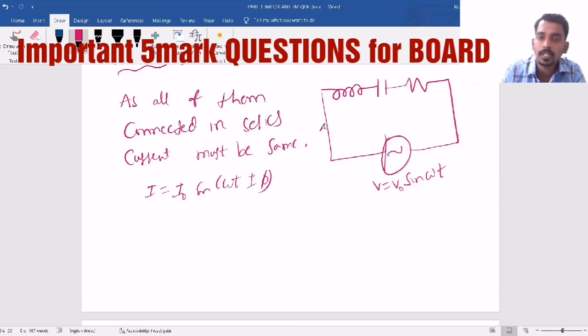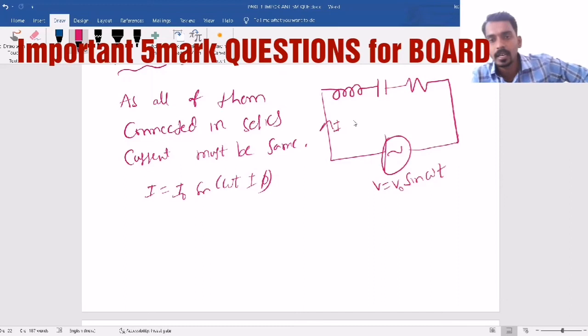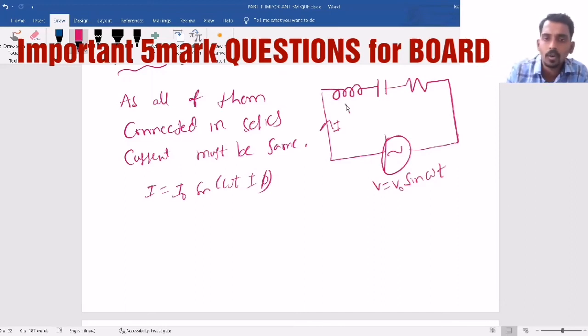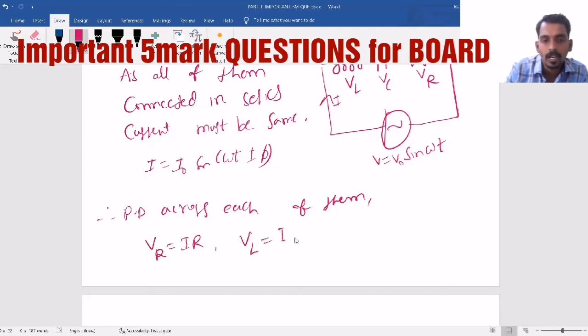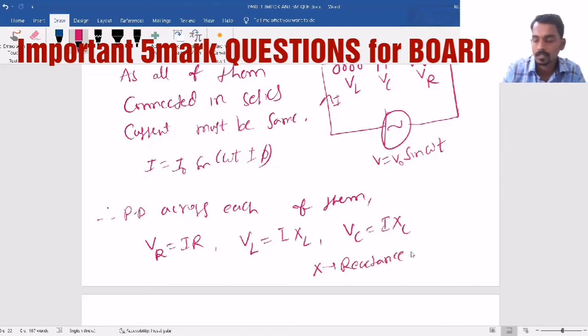Because when we apply alternating voltage, an alternating current will develop in the circuit, and you consider the voltages across the inductor is VL, VC across the capacitor, VR across the resistor. Therefore, the potential difference across each of them is given by VR equal to IR, VL equal to I into XL, VC equal to I into XC, where XC is called what? Reactance. Resistance of inductor, resistance of capacitor, we call it reactance.